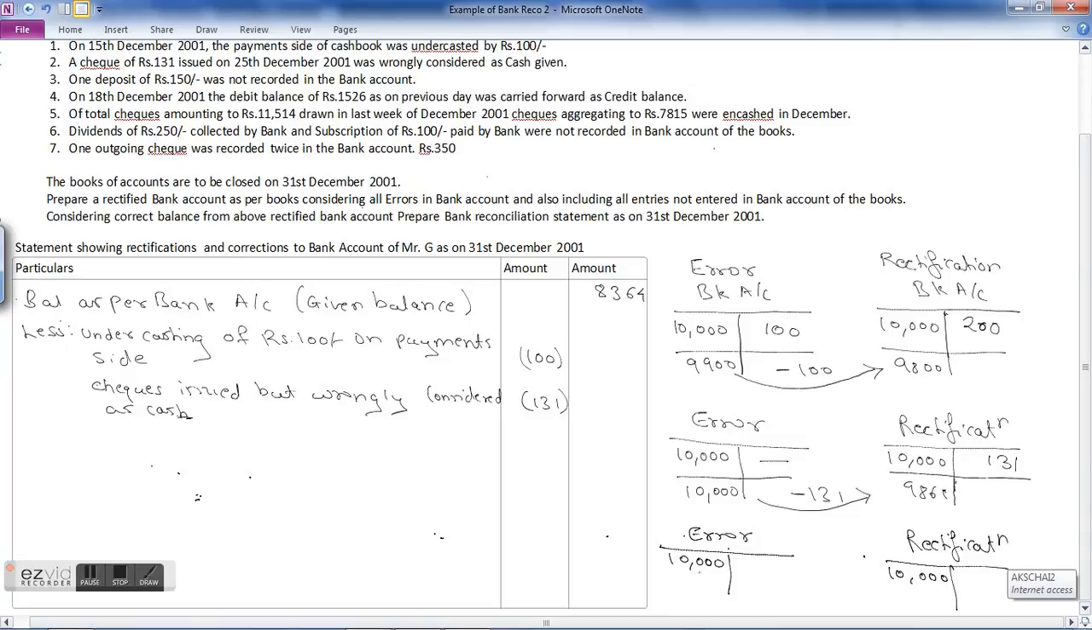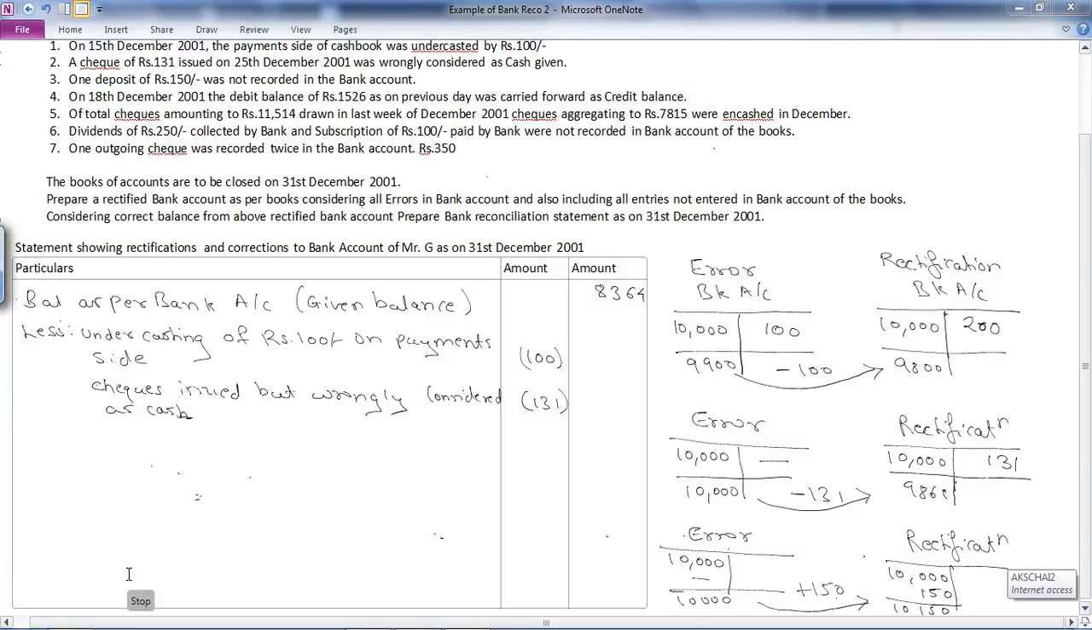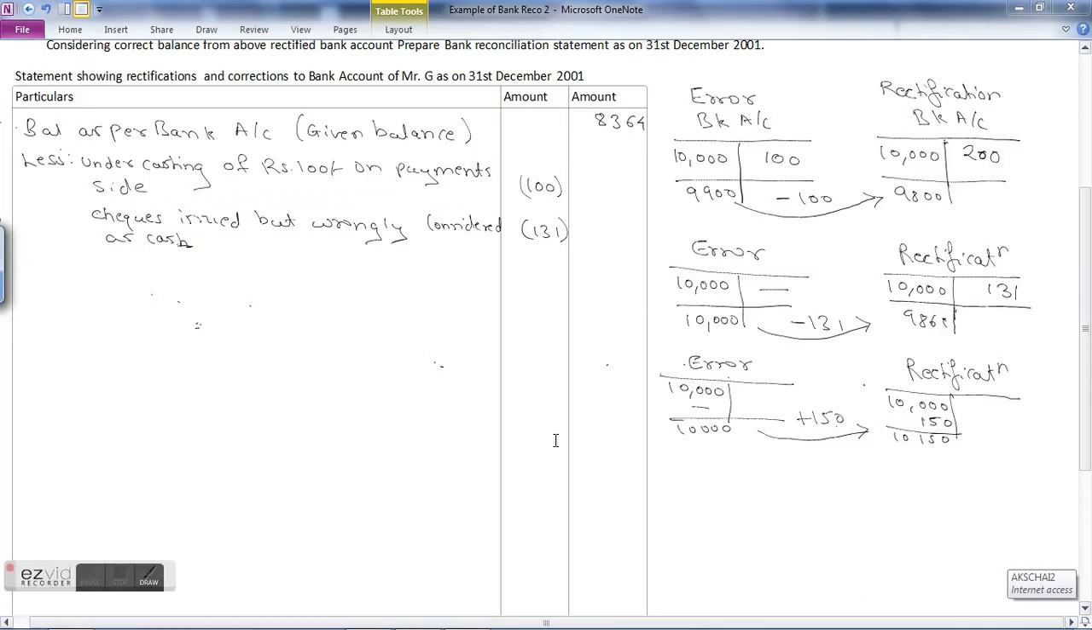So deposit means what will be the entry? It has to be on the debit side of bank account. Someone has given the money, so bank account debit to party's account. Okay, party in the sense debtors or creditor. So in error, what has happened? Nothing is recorded. Whereas rectification, what we have to do on the debit side, we have to record this 150. So the balance here is 10,000. Now since we have to rectify this, add 150. So now what we'll do is we'll be adding 150 in our statement.